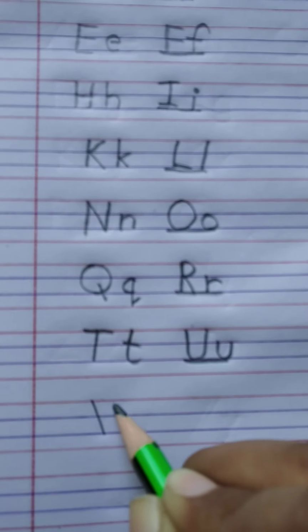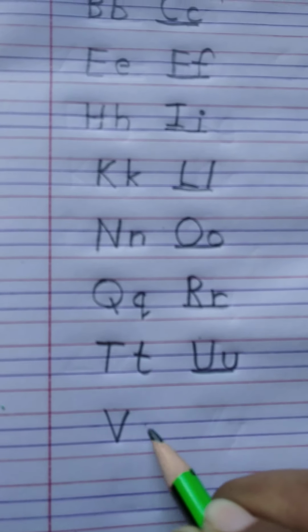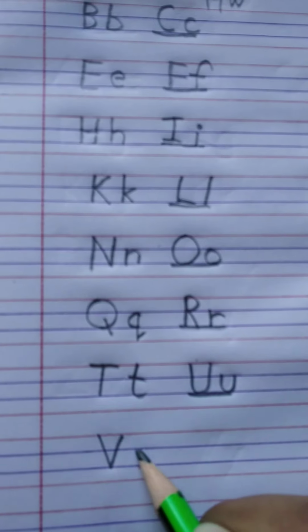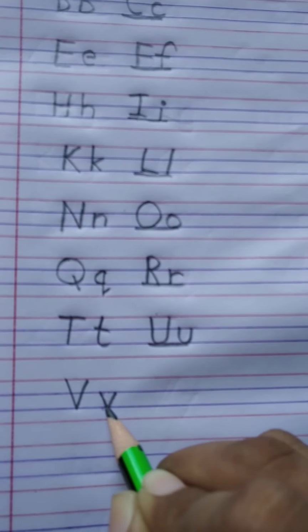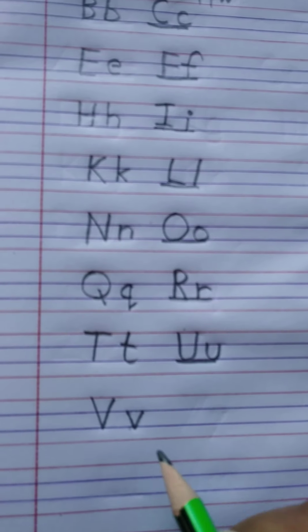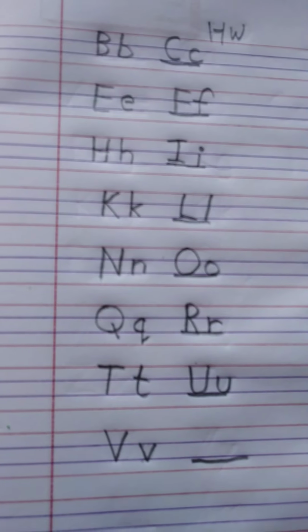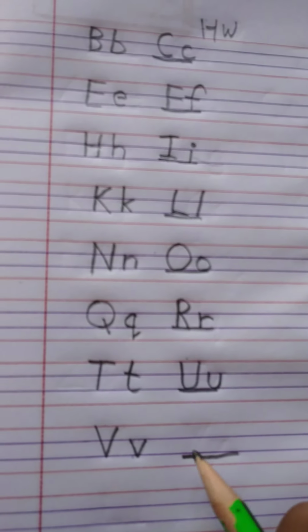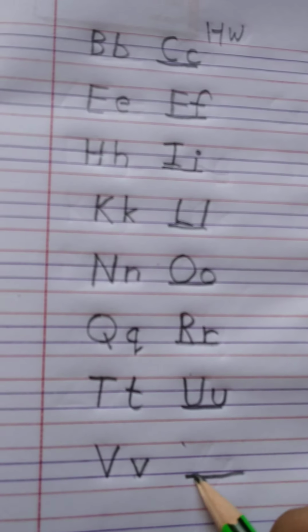Slant line, again slant line. This is capital V. Now small v. In which line? Blue line. Slant line, again slant line. This is small v. V after which letter, children? W? Yes. Right here W, red line to blue line.